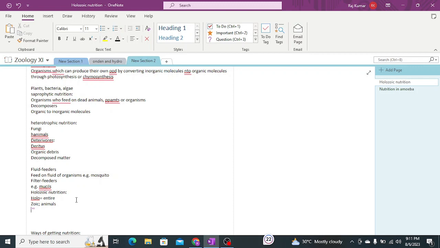And how do they intake those complex food molecules? That complex food molecule is intaken through a lumen or cavity inside that organism's body. So that is how holozoic organisms gain their nutrition.